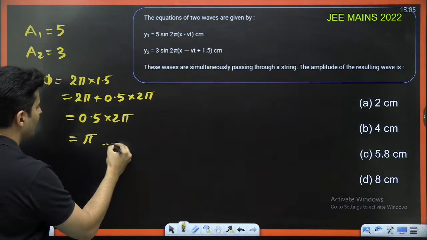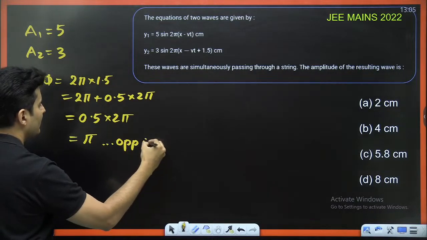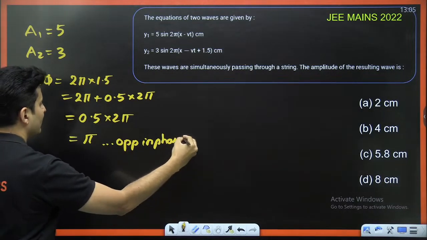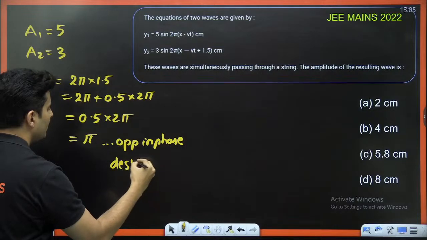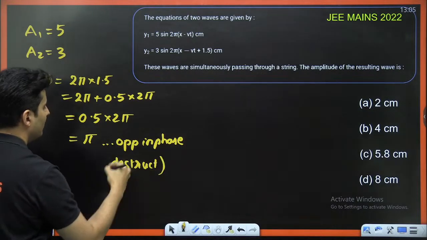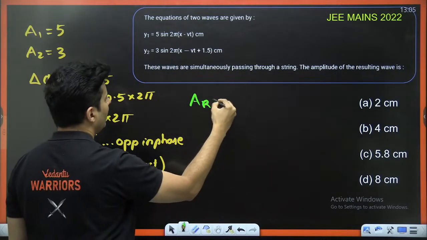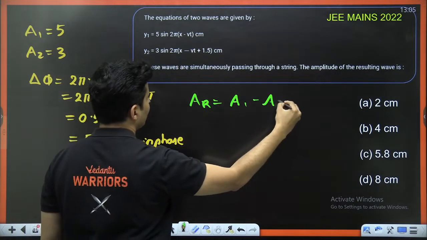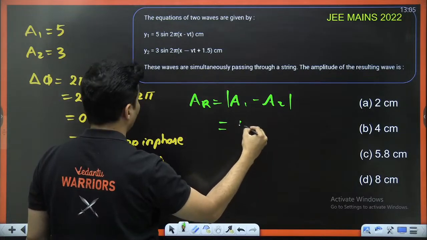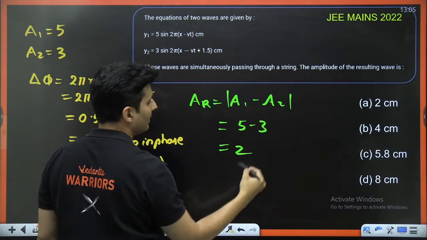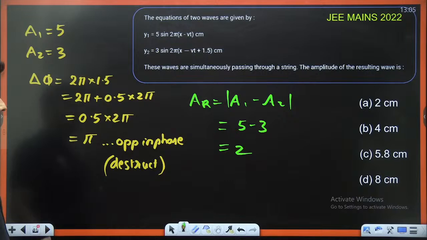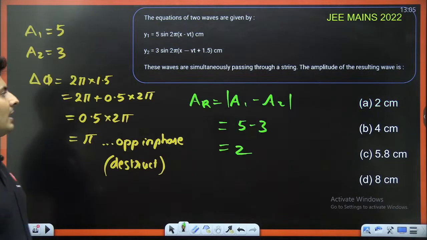Pi means they are opposite in phase. Opposite in phase. That means there will be destructive interference. So what will happen to the resultant amplitude? It will be modulus of A1 minus A2. So it will be 5 minus 3, which is basically 2, which is option number A.